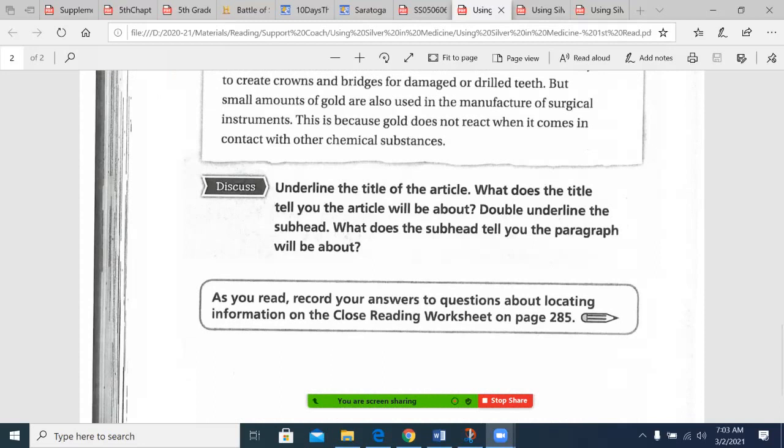As you read Using Silver in Medicine, you'll fill out the worksheet on page 285 or the Google form in the Google Classroom. At this point, you should return to the Google Classroom and pick up the full text.